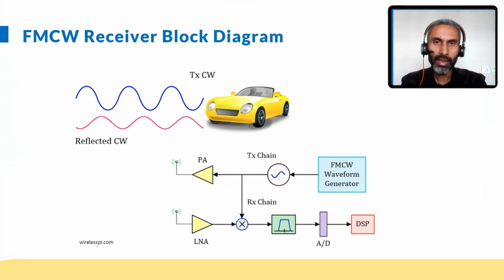An FMCW block diagram starts with an FMCW waveform generator. The signal goes through the transmit chain and the power amplifier and then into the air. On the return path, we have a low noise amplifier, which amplifies the signal, the output of which is down converted with the local oscillator, and then we have a filter, analog to digital converter, and then DSP processing. The focus of today's talk is on this DSP part.